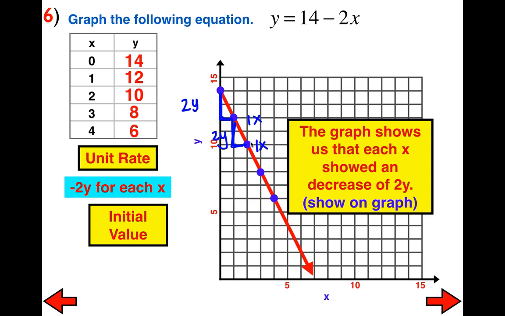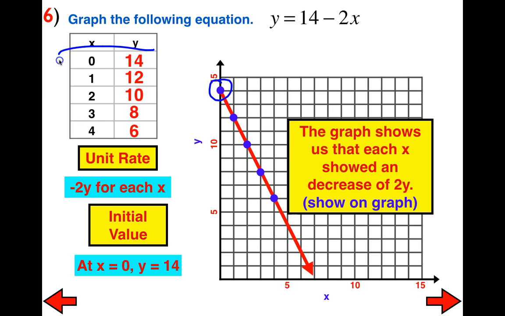If you're talking about initial values, well, where did this graph start? Well, when x was 0, it started at 14. So you can say at x equals 0, y equals 14, or you can say when x is 0, y equals 14. So you can see it in the graph. You can, in fact, in this case, even see it in your table. When x is 0, y is 14.